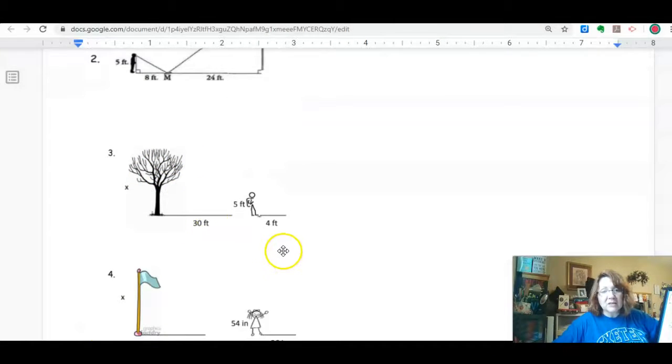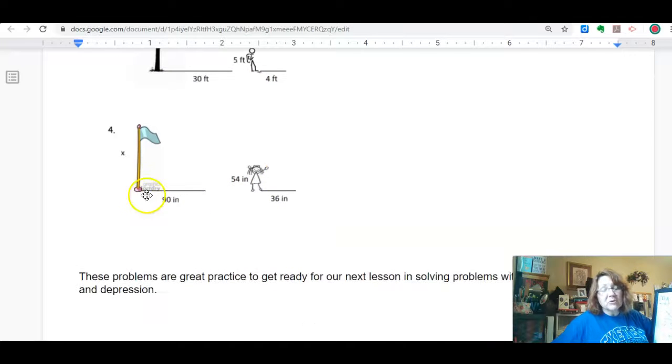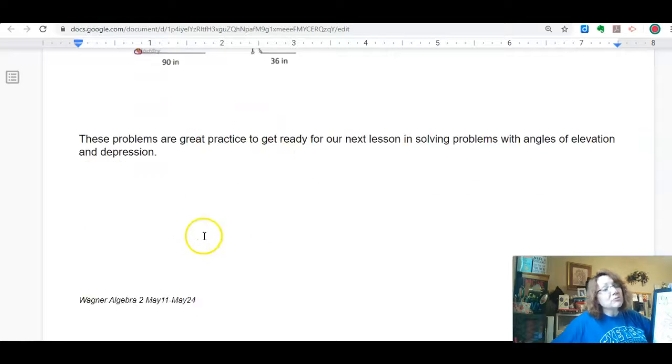Number 3, what type of proportion would you do for that? You would do x is to 30 as 5 is to 4. All right, so I expect you to try to write a fraction for that: x over 30 equals 5 over 4, and use cross multiplying for that. For number 4, x over 90 equals 54 over 36. All right, so those should be pretty easy.